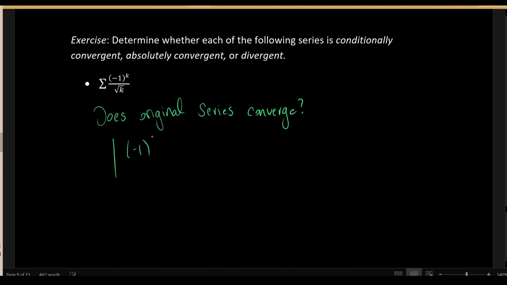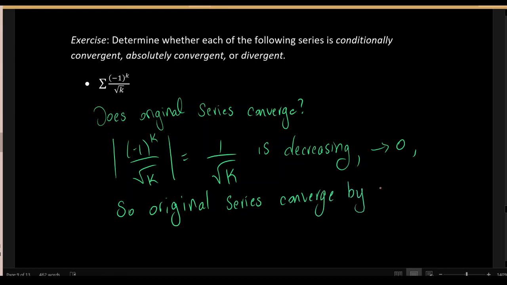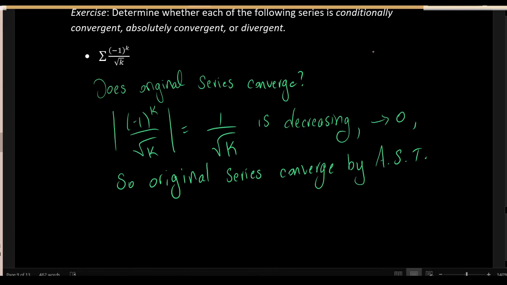If we take the absolute value of the terms in the sequence, getting rid of that -1 to the k, then we get a decreasing sequence. As k goes to infinity, this quantity goes to 0. The original series converges. Why? Because of the alternating series test. So that means that it's no longer possible for this series to be divergent. We have eliminated that option.